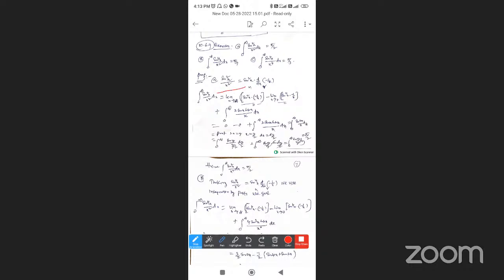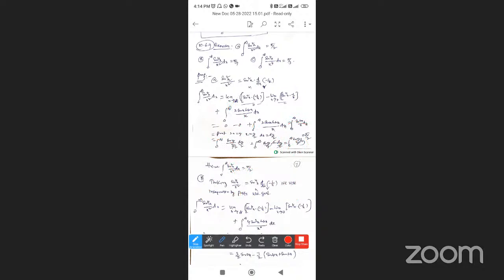So part A: sin square x by x square. Here 1 by x square can be written as d by dx of minus 1 by x. Sin square x is u, and this is v, so this antiderivative integration cancels. What is the rate? Upper minus lower limit.